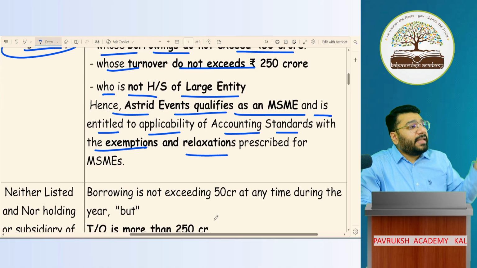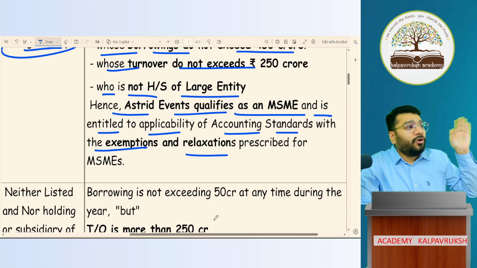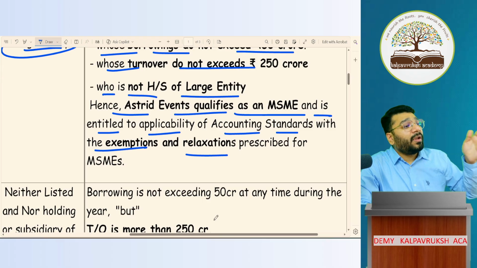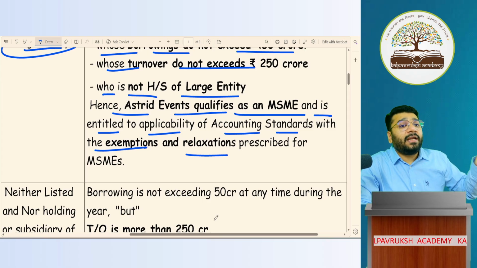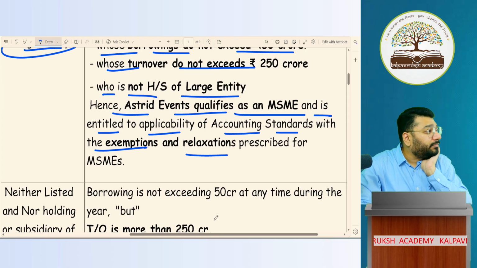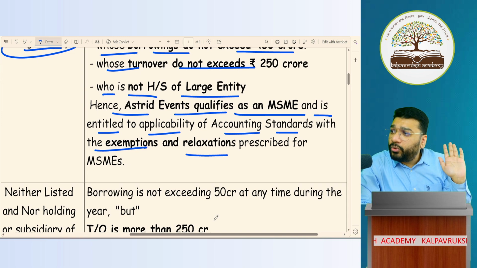Okay, not okay. In the exam, if they ask you to mention those exemptions and relaxations, then you have to mention full exemptions. Then you have partial exemptions, that is disclosure-based exemptions. Then you have something called event-based exemptions. All that you have to mention. Okay, not okay. Online people, okay, not okay.